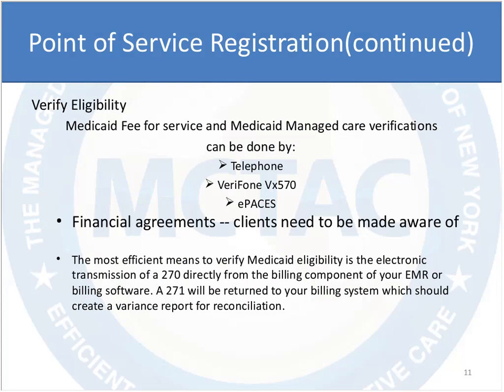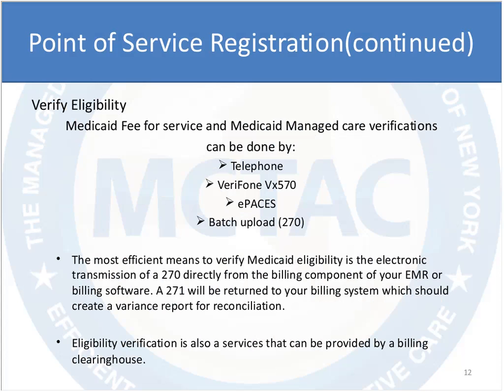So part of the registration, and as I mentioned before, the eligibility should continue to be verified. So you have verification on the front end during registration, and definitely there should be some sort of a verification, either point of service or in some sort of an ongoing manner where your agency verifies eligibility. There's a number of methods to verify Medicaid eligibility. It could be done by telephone, something referred to as Verifone, e-Paces, which is right on the web. You can go through the internet.